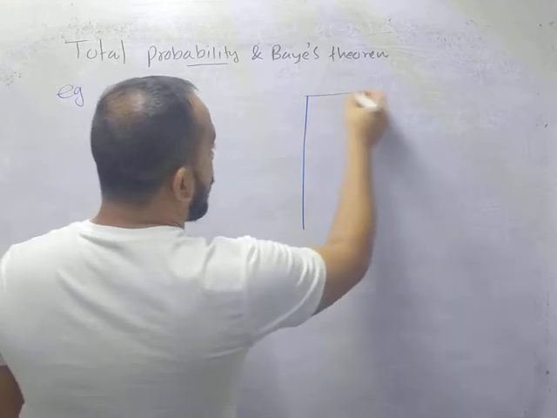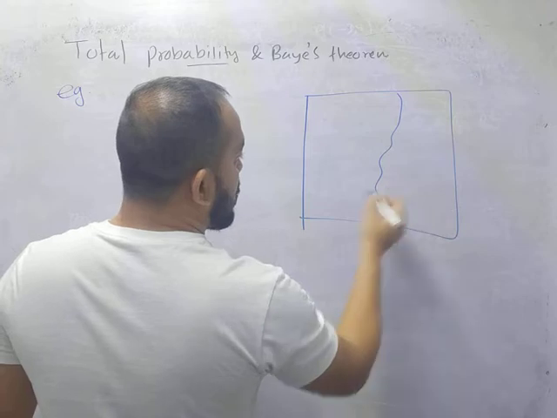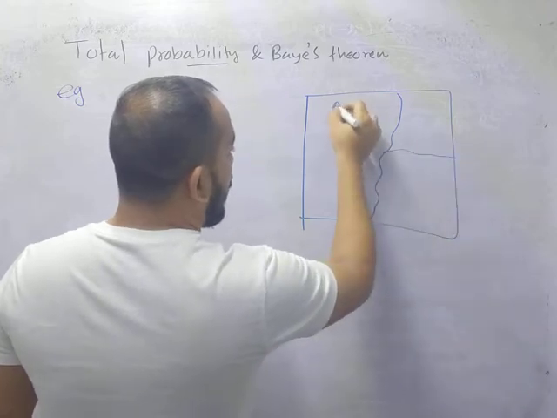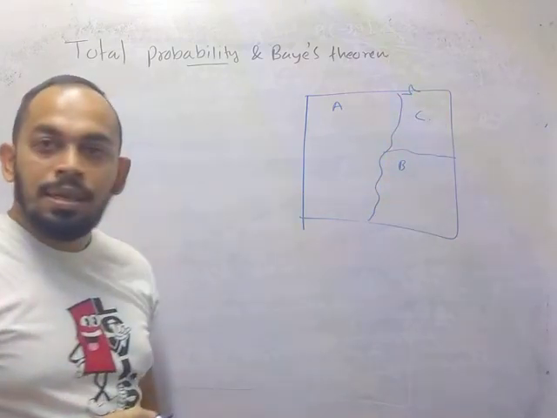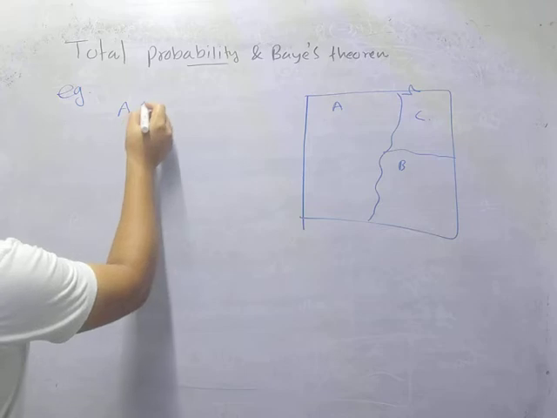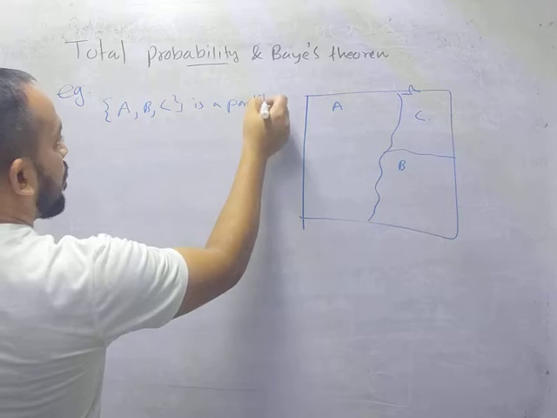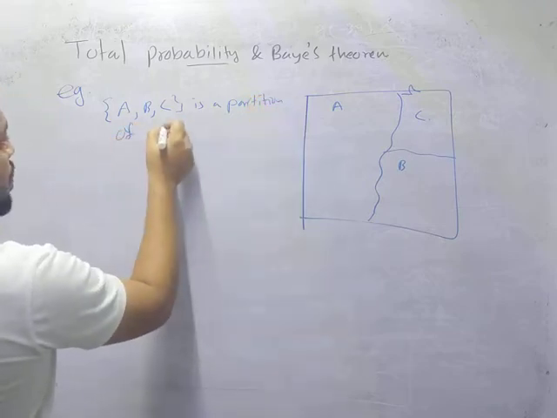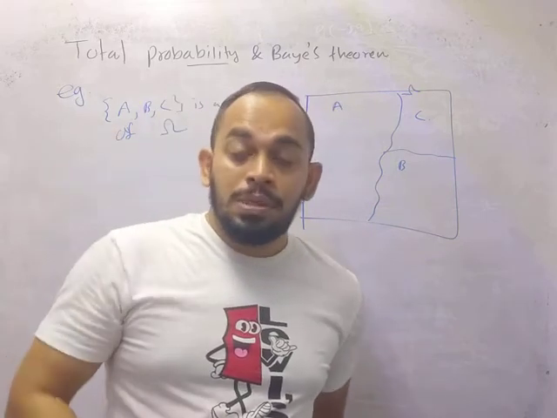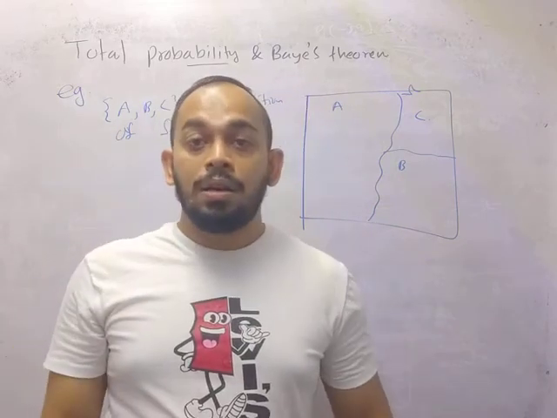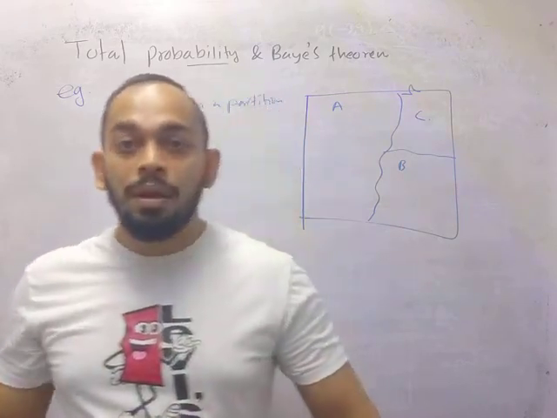This is A and this is B, this is C. A, B and C in this case is a partition. So A, B, C is a partition of this sample space. So A produces 50%, which means if you select one item randomly, then there's a 50% chance that item is from machine A.